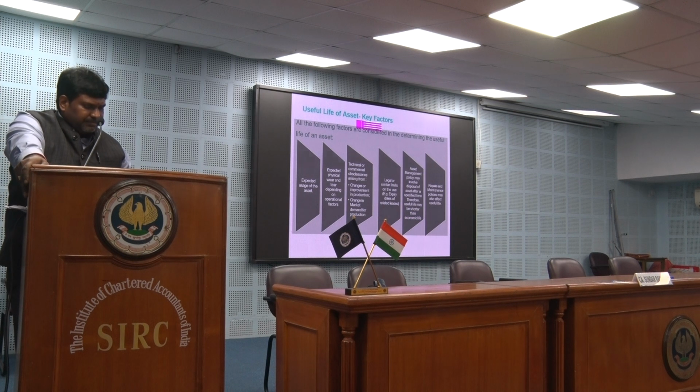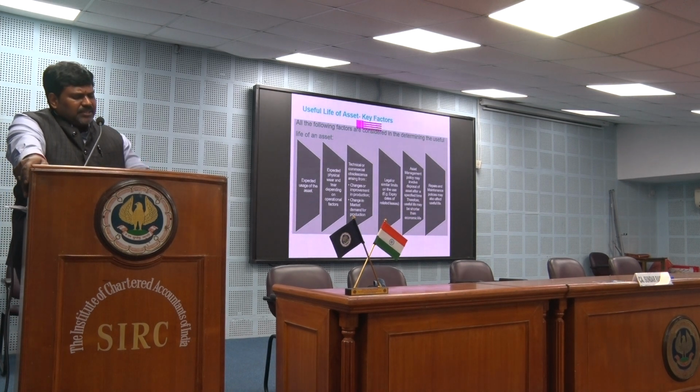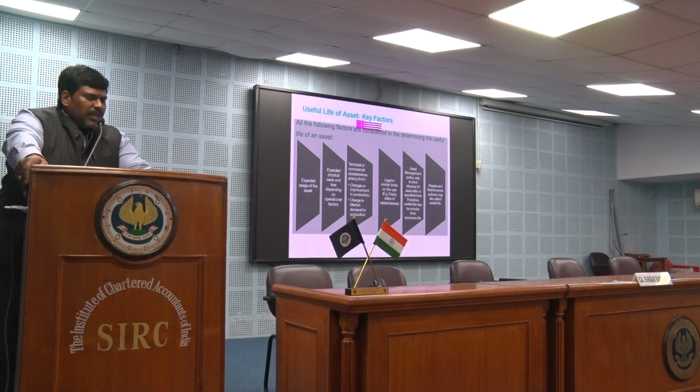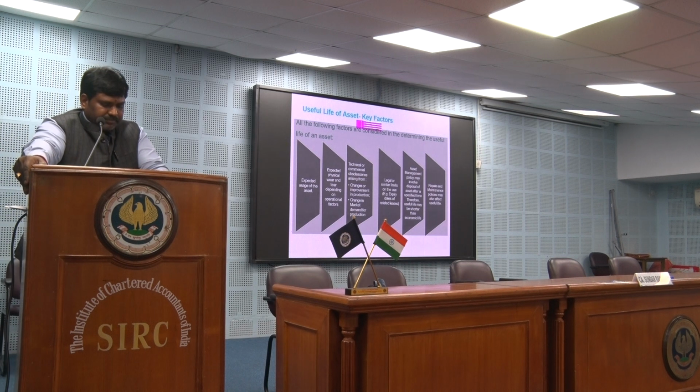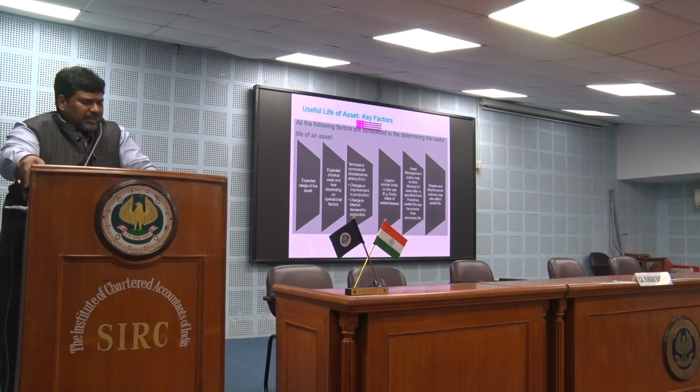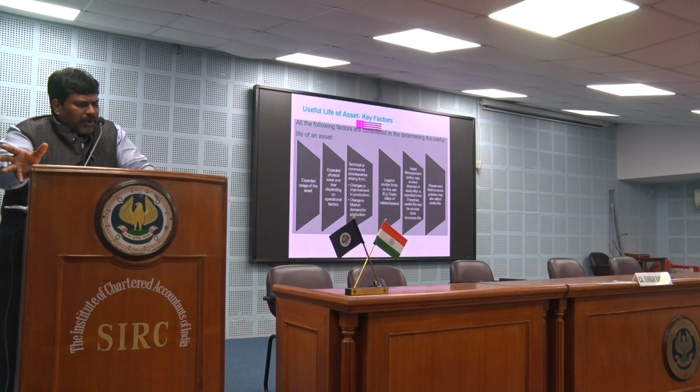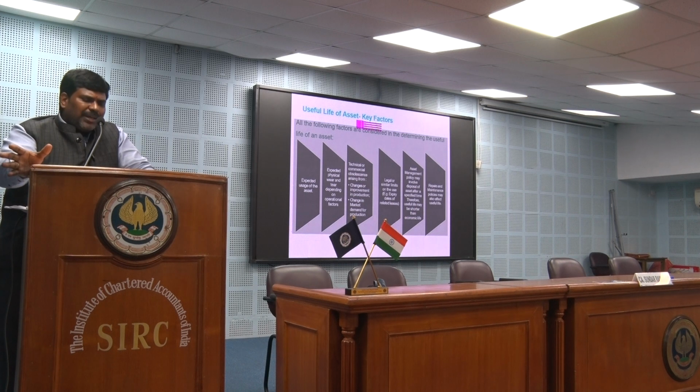accounting policy. Some of the factors which need to be considered in determining the useful life of an asset are: expected usage of the asset, expected physical wear and tear, technical or commercial obsolescence, legal or similar limits, and expiry dates, for example. These are all the various combined factors which a valuer, or the management, needs to consider in determining what is going to be the useful life of the particular asset in question.